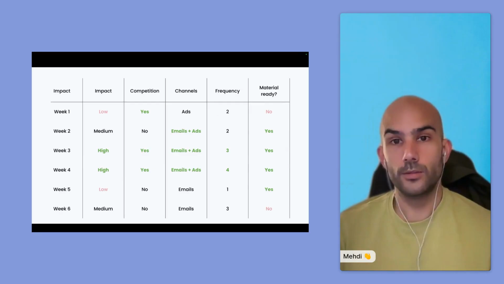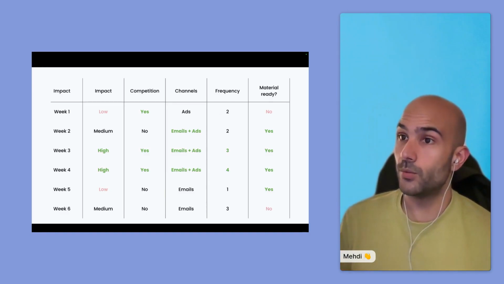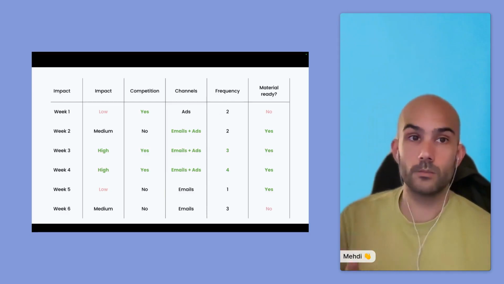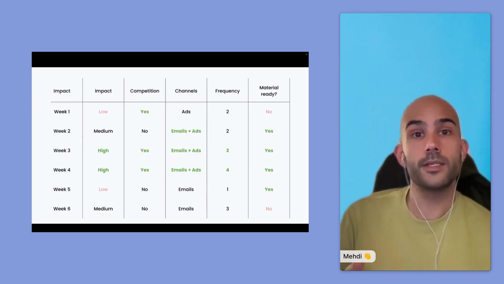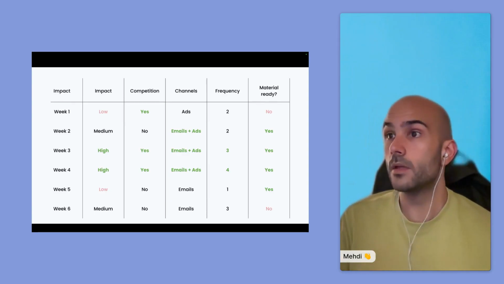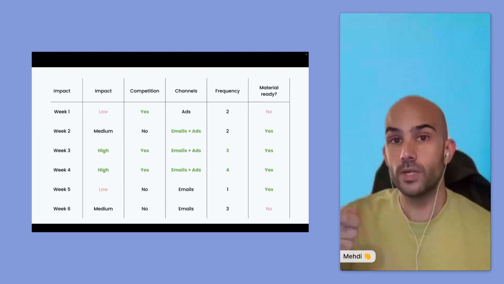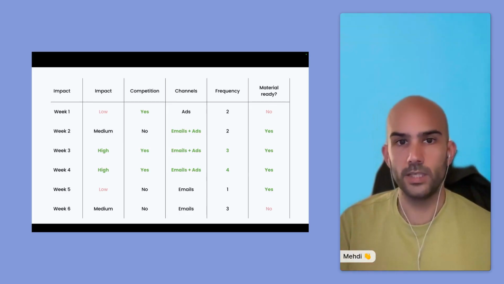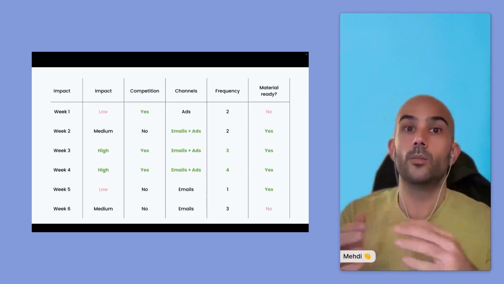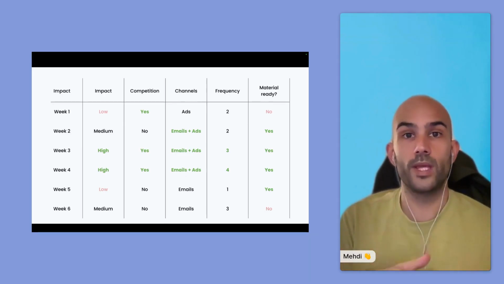Once you've done this, you can actually pretty quickly get a matrix like this one. Each week, you can lay down the main topics you want to speak about and score them by the impact you believe this is going to have on your business. Is your competition speaking about this or not? Which channels do you want to activate this topic on? Which frequency? By frequency, I mean how many times do you want to repeat yourself on this topic? Obviously, the more impact, the more times you want to mention this topic to your audience. And do you have some material ready or not?